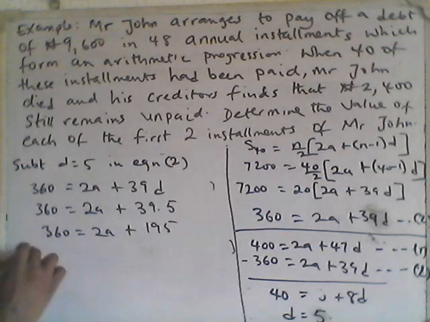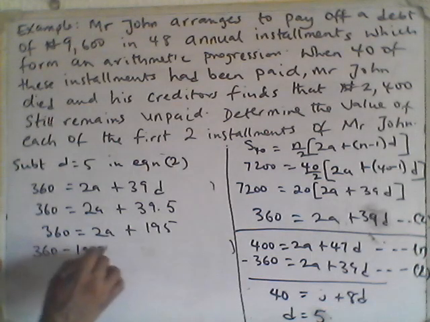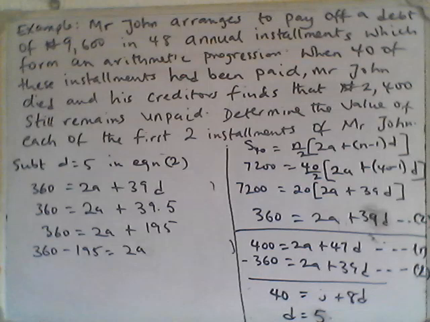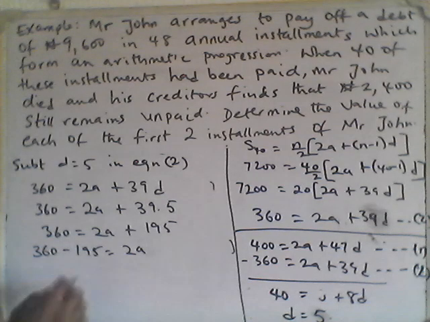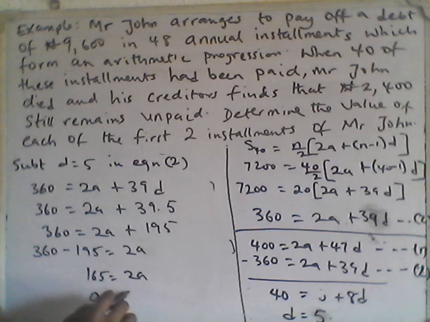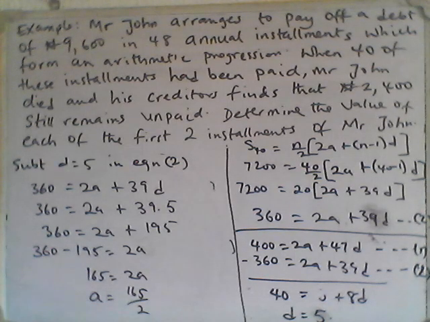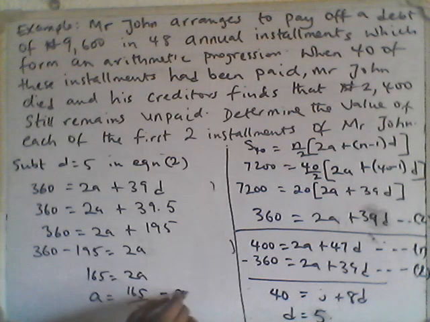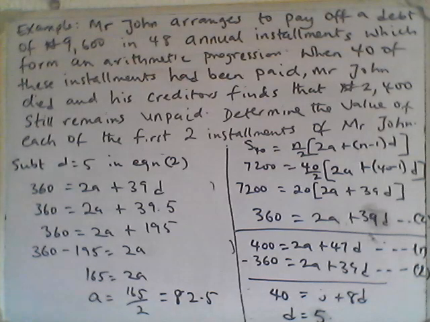Now, this one will cross. I'll have 360 minus 195 is equal to 2a. So let me do the maths. 360 minus 195 will give me 165. So I have 165 at this side is equal to 2a. And a is equal to 165 divided by 2. I'll get 82.5. Now 82.5 is the initial money he paid.